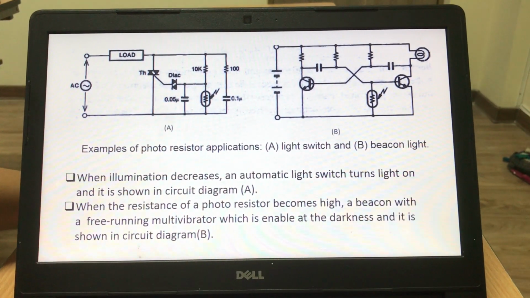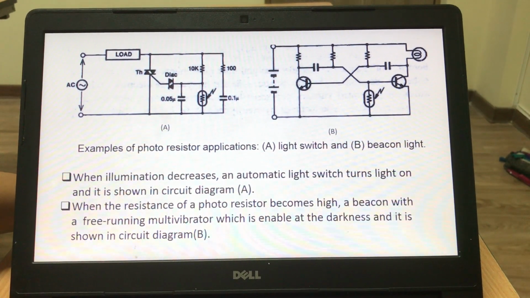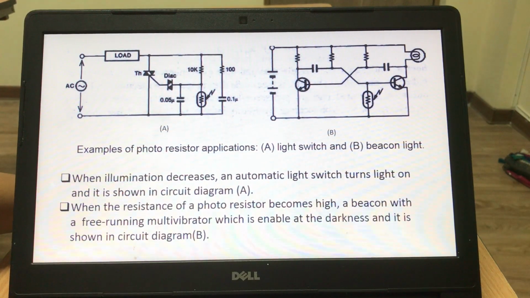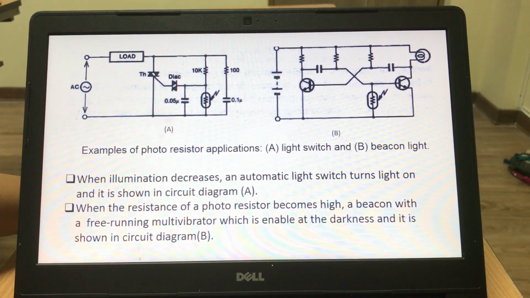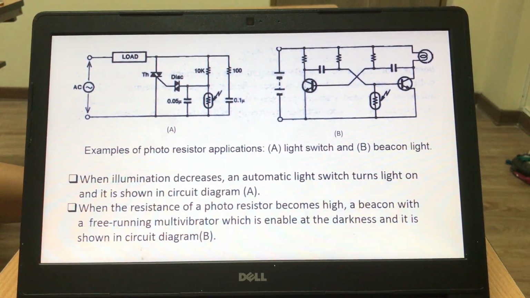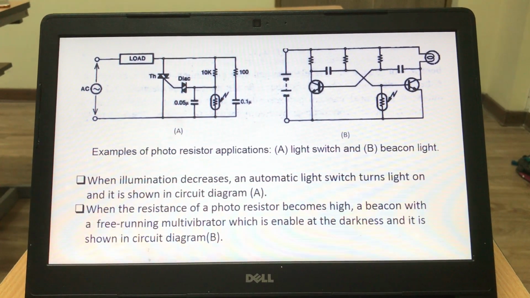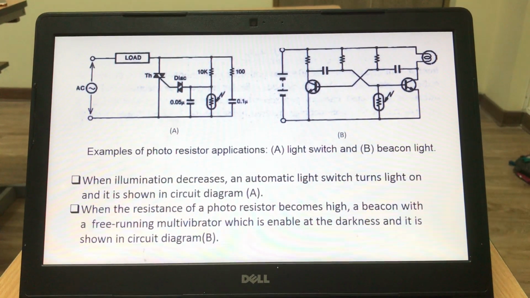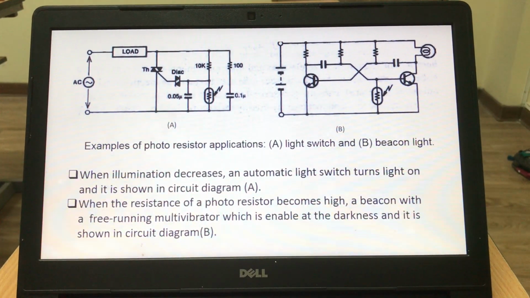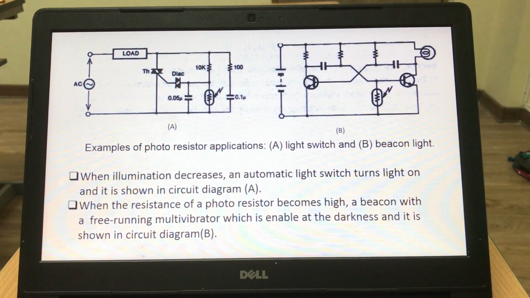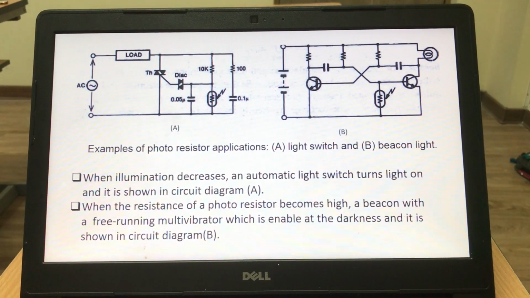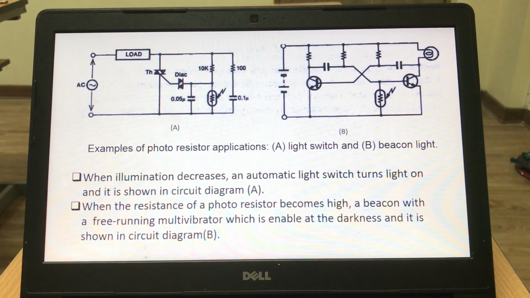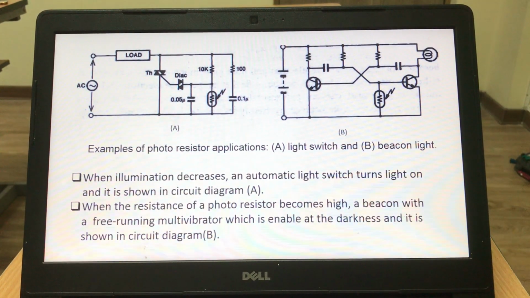These are the two diagrams for examples of photoresistor applications. Diagram A is a light switch and diagram B is a beacon light. When illumination decreases, an automatic light switch turns the light on, as shown in circuit diagram A. When the resistance of the photoresistor becomes high, a beacon with a free running multivibrator is enabled in the darkness, as shown in circuit diagram B.